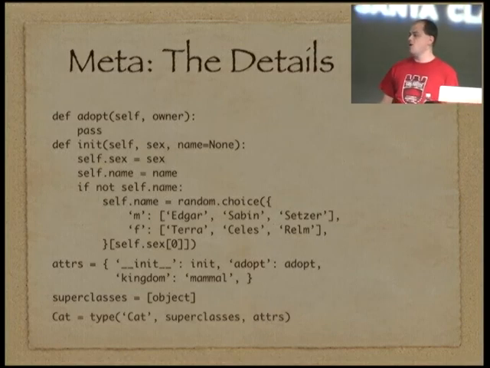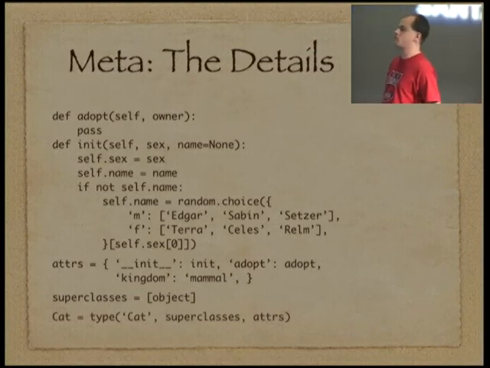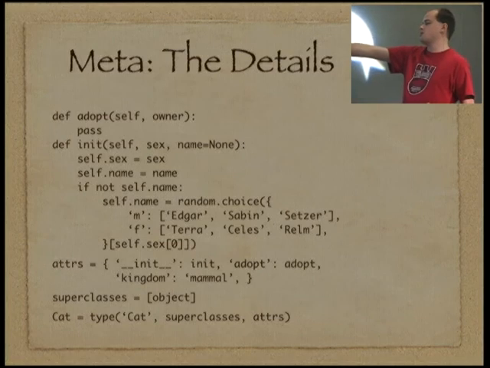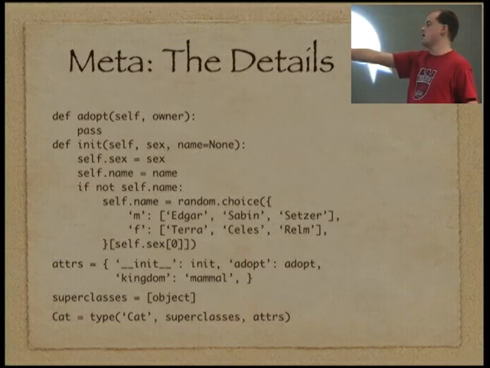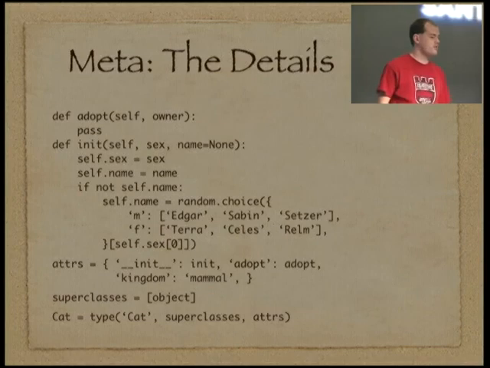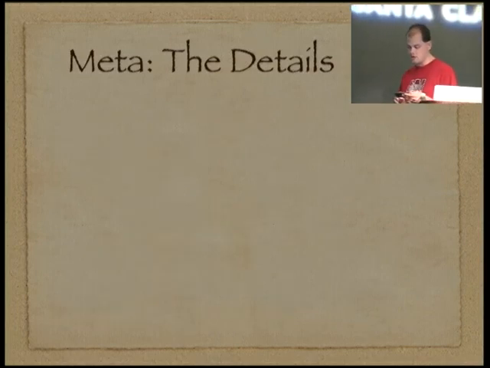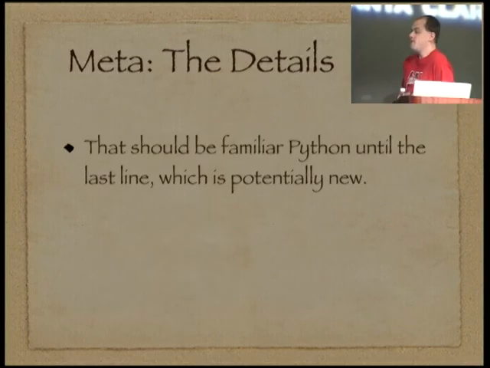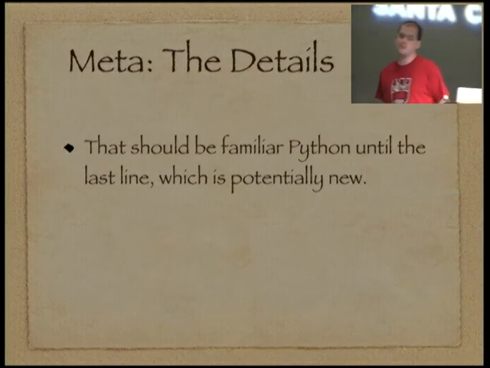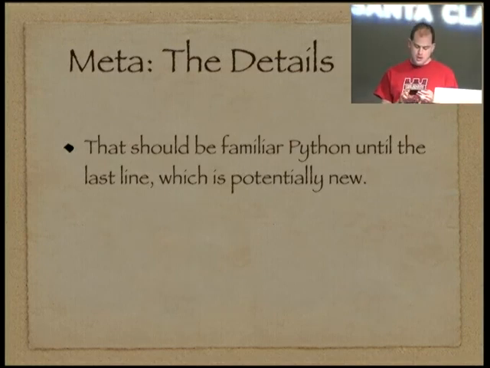And then all it is is a call to the type constructor. So I have here the assignment to the variable cat. I'm calling the type constructor. I'm giving it a name, which is, again, cat. And then I'm passing the superclasses and attributes. That's all that's happening. This is just a lot uglier and a lot harder to read. All of this should be familiar Python, except for maybe that call to type at the end.